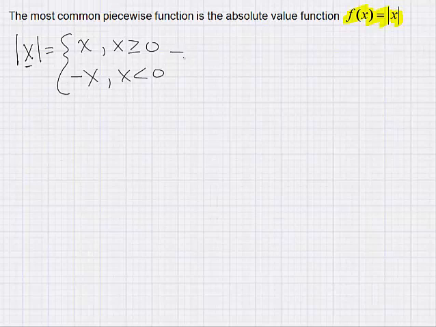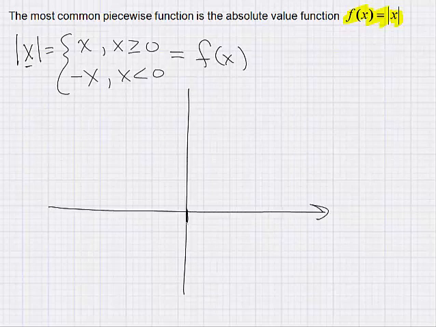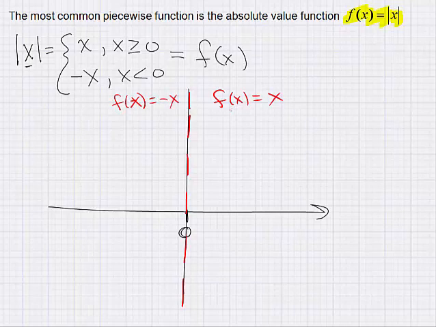But if I think about this as my function, it's two pieces. The break is at 0. So here's my 0. That's where the break in my graph is going to be. On one side, when x is greater than or equal to 0, I have to graph f of x equals x. When x is less than 0, I have to graph f of x equals negative x. So this gets graphed on one side, this gets graphed on the other side.